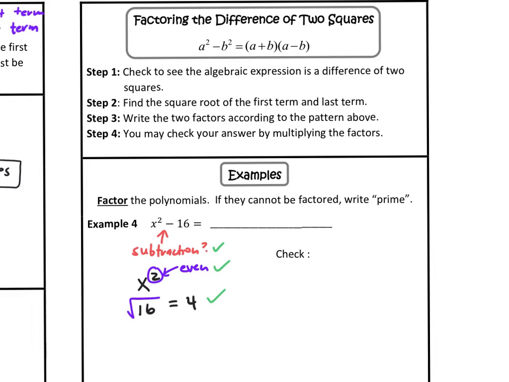Step 2, find the square root of the first and the last term. Okay, so I already found the square root of the last term. I just need to find the square root of the first term. So that's the question. What's the square root of x squared? Well, we would say that the square root and the square cancel. And so if they cancel, I am left with x.